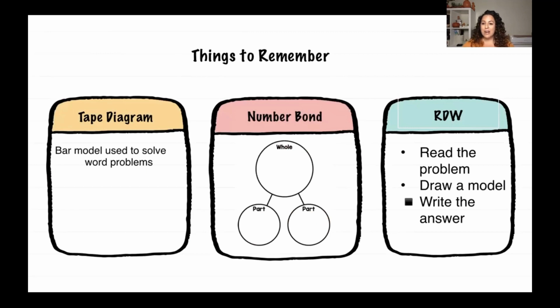And then I have RDW. RDW is a great strategy to solve word problems. The R stands for read the word problem. The D stands for draw a model. So that's where you can use your number bond, your tape diagram, or you can draw pictures. And then finally, the W is to write the answer. And remember, when you write your answer, you don't just write a number. Usually it's best if you write it in a statement, and I'll show you how to do that today.